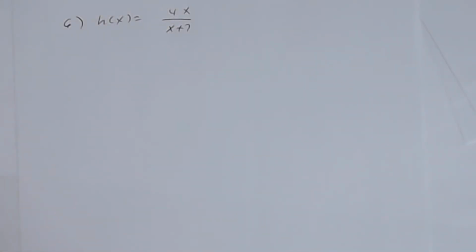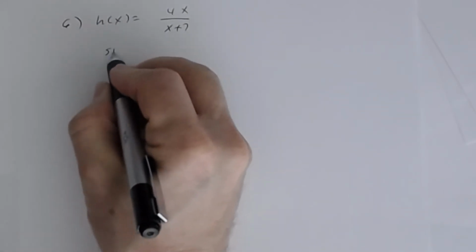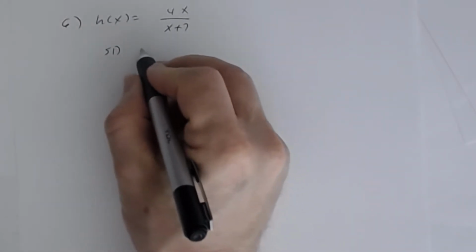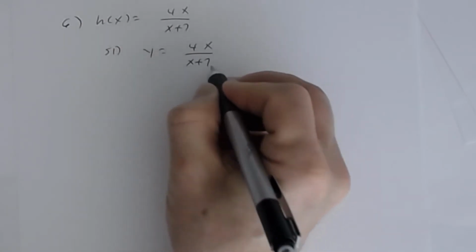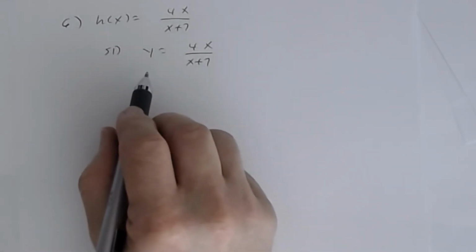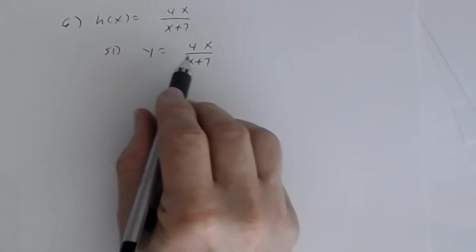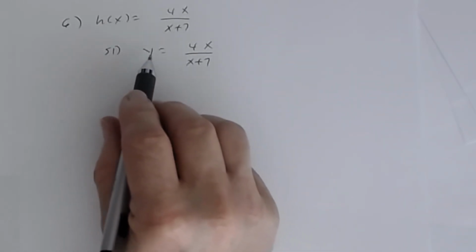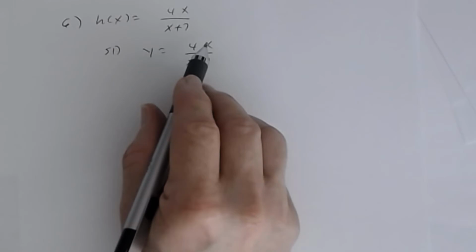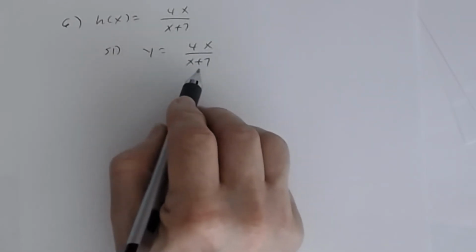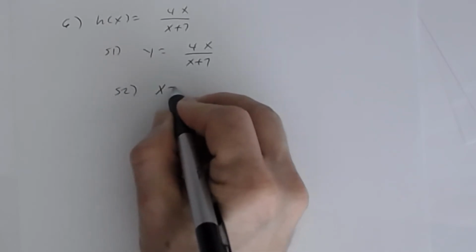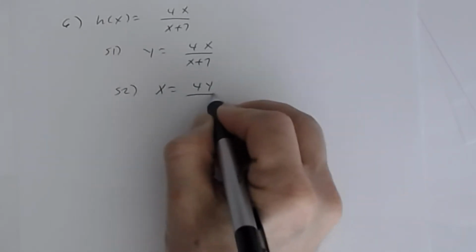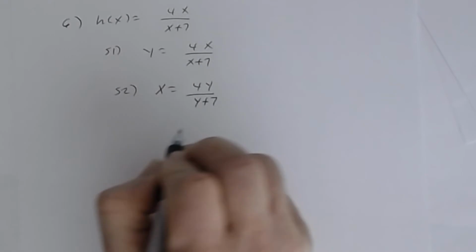So let's go ahead and do our steps algebraically. So step 1, replace h of x with y. So y equals 4x divided by x plus 7. Okay. Step 2 is to interchange the coordinates. So wherever you see a y, you replace it with x. Wherever you see an x, and there are 2 places here, you replace it with y. So step 2, you're going to say x equals 4y divided by y plus 7.